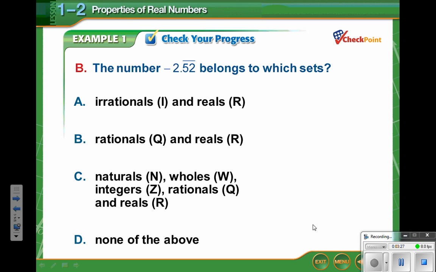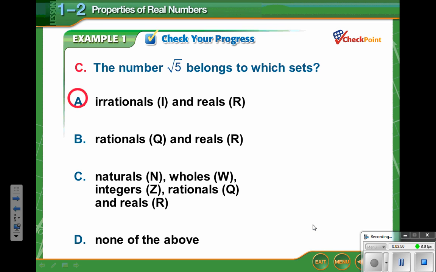Try this one. -2.52 repeating. Now remember what I said about repeating decimals. You should have come up with rationals and reals. Next one, the number square root of 5 belongs to which set? And you should have irrational and reals. Sorry, I forgot to remind you, but remember on all these check your progress problems, you need to write down the problem. These didn't have work to show, but you would need to write down the problem and the answer.